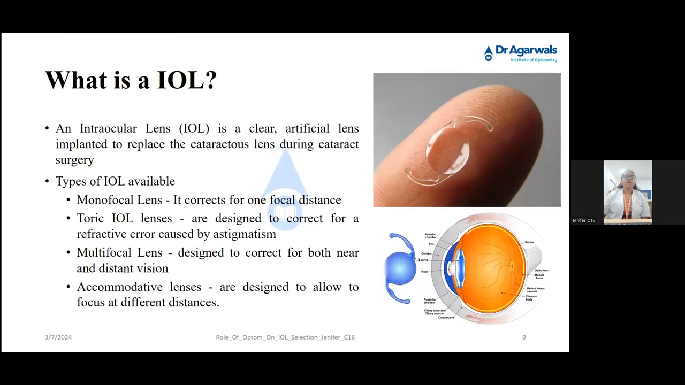What is an IOL? An intraocular lens is a clear artificial lens implanted to replace the cataractous lens during cataract surgery. Types of IOL available: Monofocal lens corrects for one focal distance. Toric IOL lenses are designed to correct a refractive error caused by astigmatism. Multifocal lenses are designed to correct both near and distant vision. Accommodative lenses are designed to allow focus at different distances.